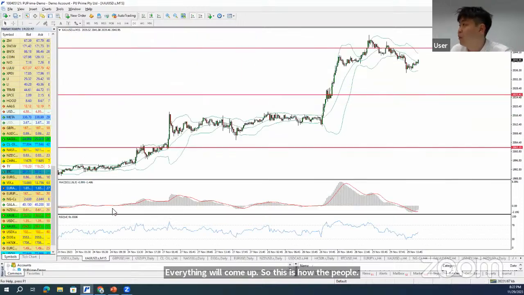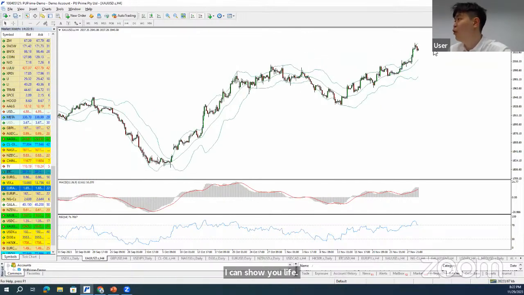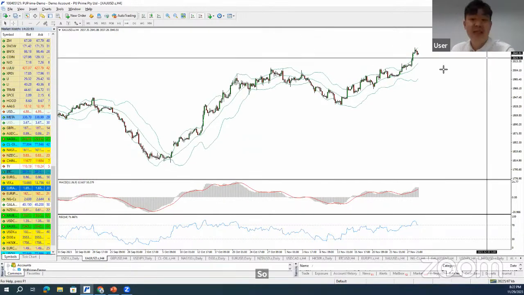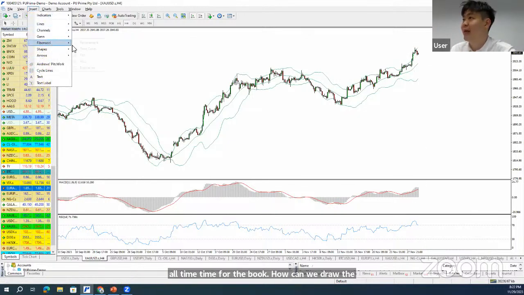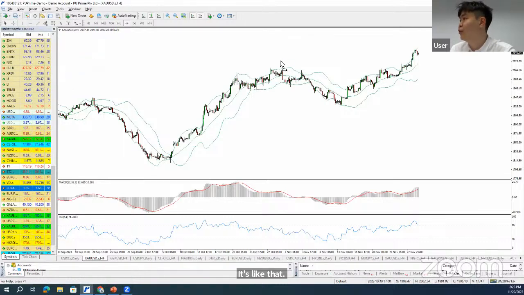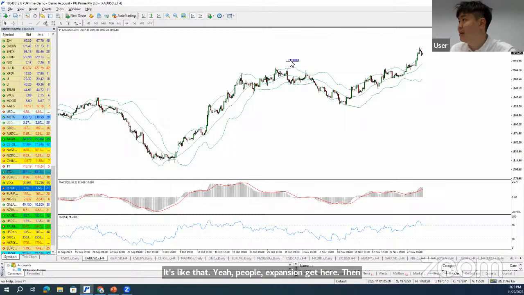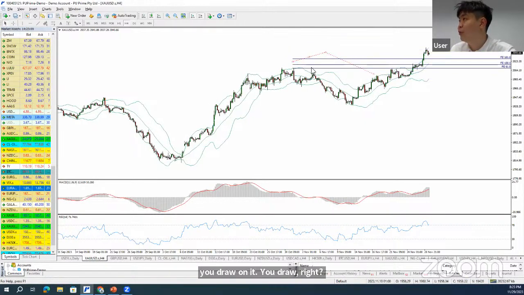I'll give you one example. I think I can show you a live example on gold. So imagine gold has no more historical price. This is the all-time high for gold. How can we draw the Fibonacci expansion? It's like that. Click here, Fibonacci expansion, click here, then you draw on it. You draw, right? You double click, right? You can see there are 3 dots. Let me show you. Okay.